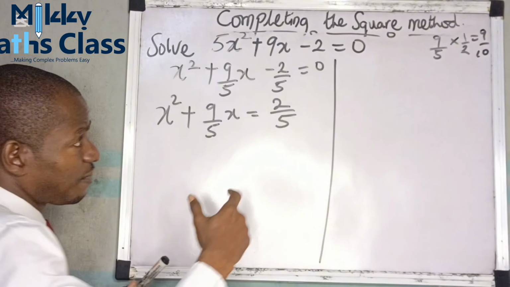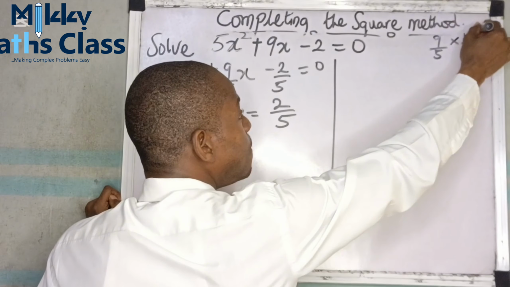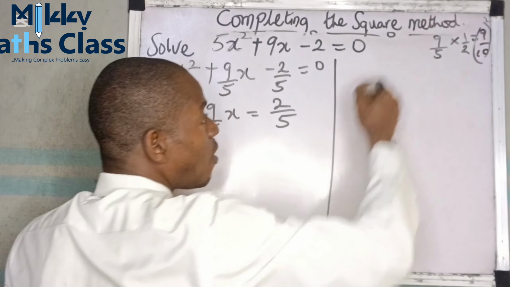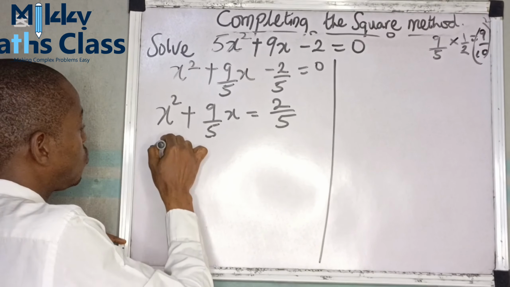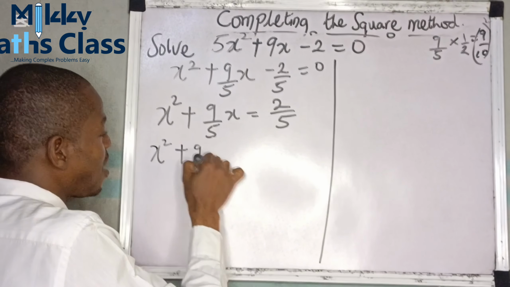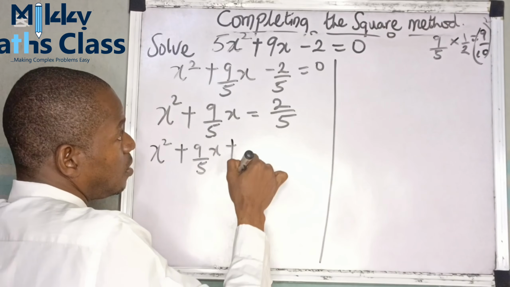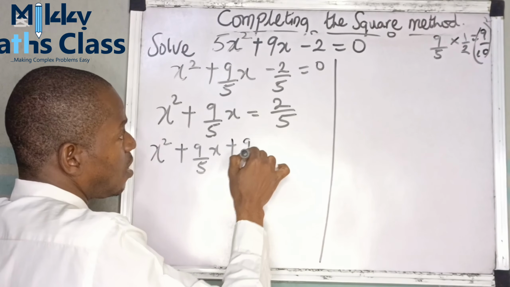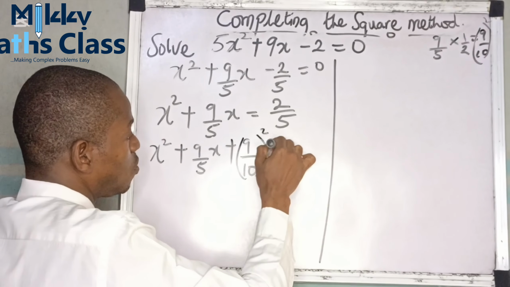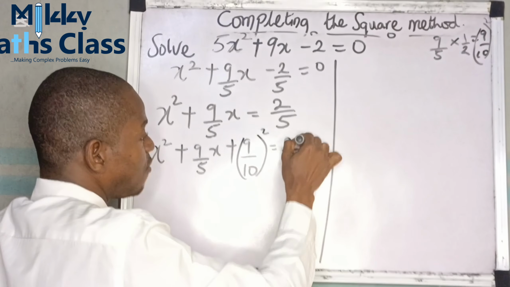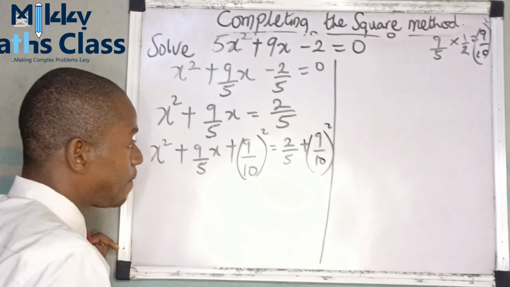So it says, after we have halved it, square it. Raise it to the power of 2. Add it to both sides of the equation. So this becomes x squared plus 9 over 5x plus 9 over 10 all squared equals 2 over 5 plus 9 over 10 all squared.